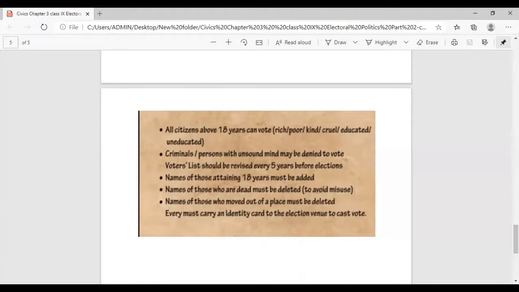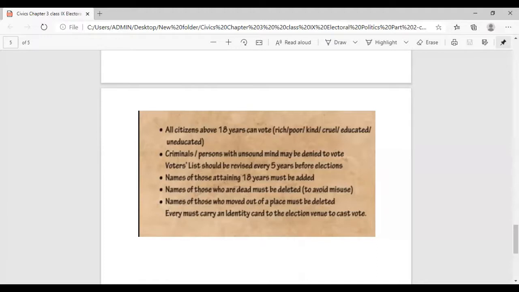Elections held in all constituencies at the same time, either on the same day or within a few days, are called general elections. And then we learned about the by-election. Sometimes elections are held only for one constituency to fill the vacancy caused by the death or resignation of a member. So this is called a by-election.